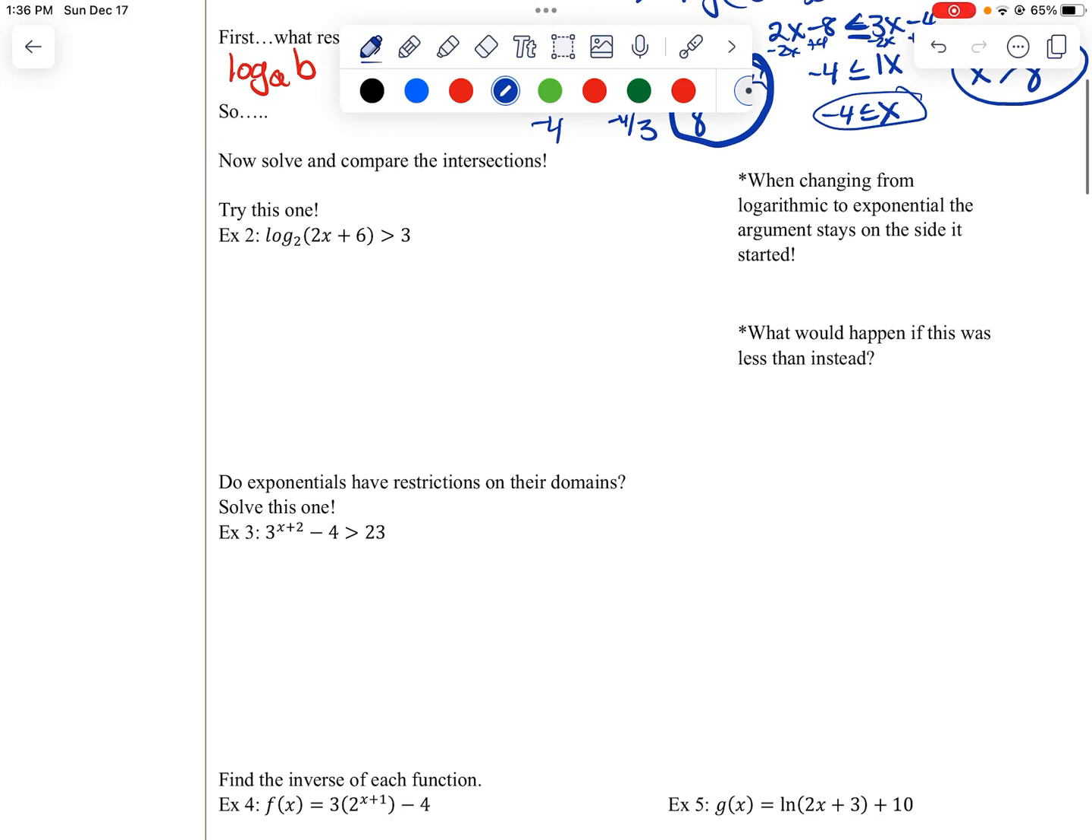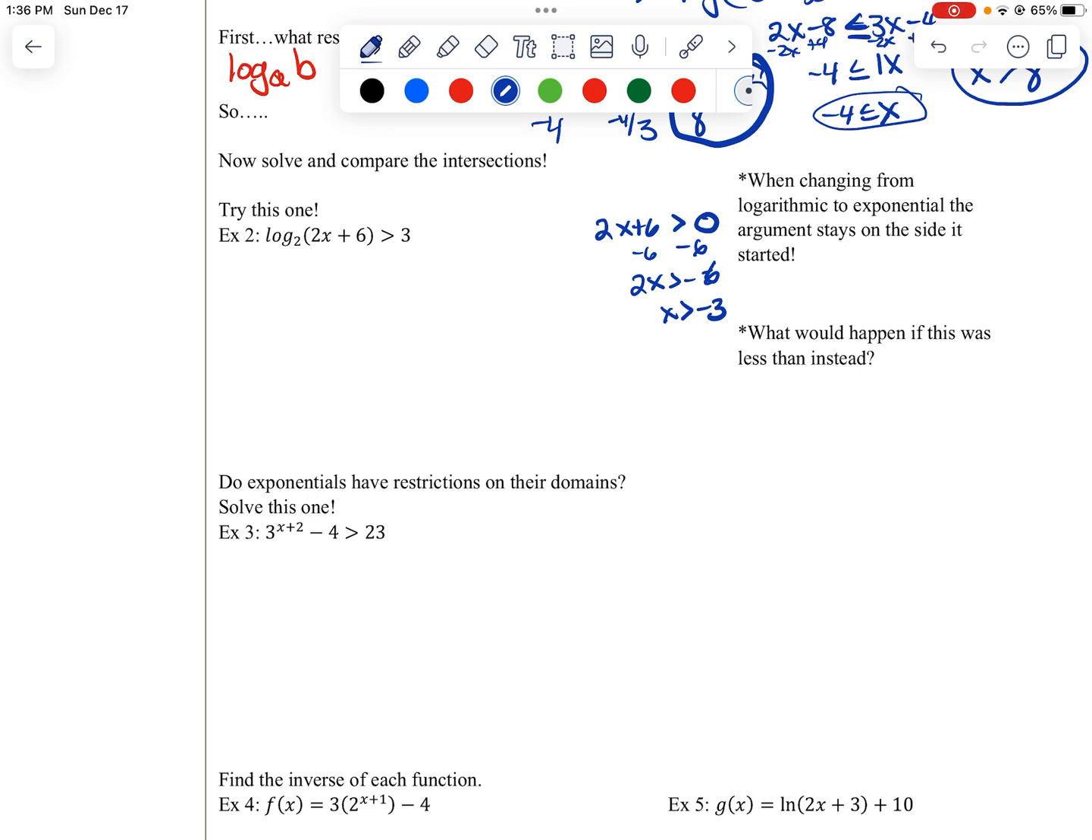So let's take a look at this next one. Okay, so our first argument, what do we have to check? Well, 2x plus 6 has to be greater than 0. So minus 6, so 2x has to be greater than negative 6. So x has to be greater than negative 3.